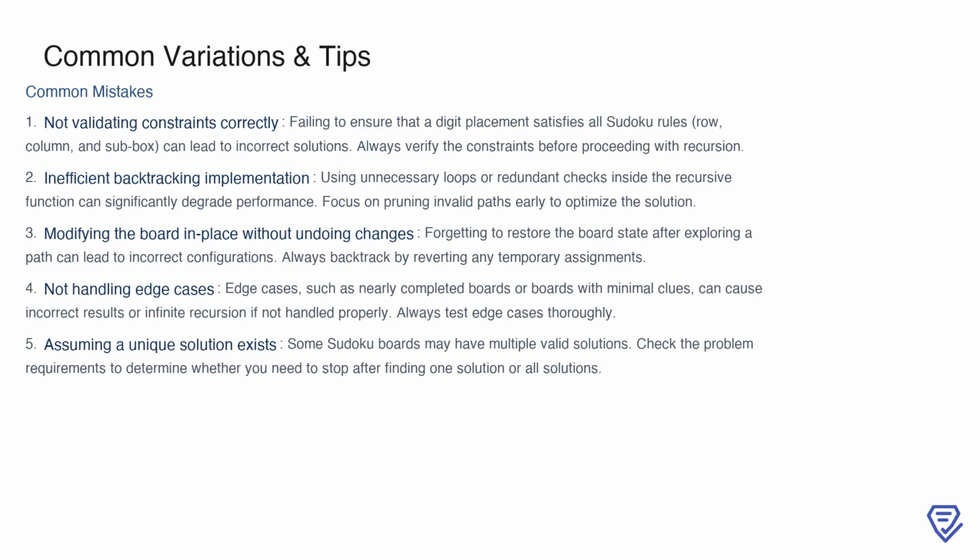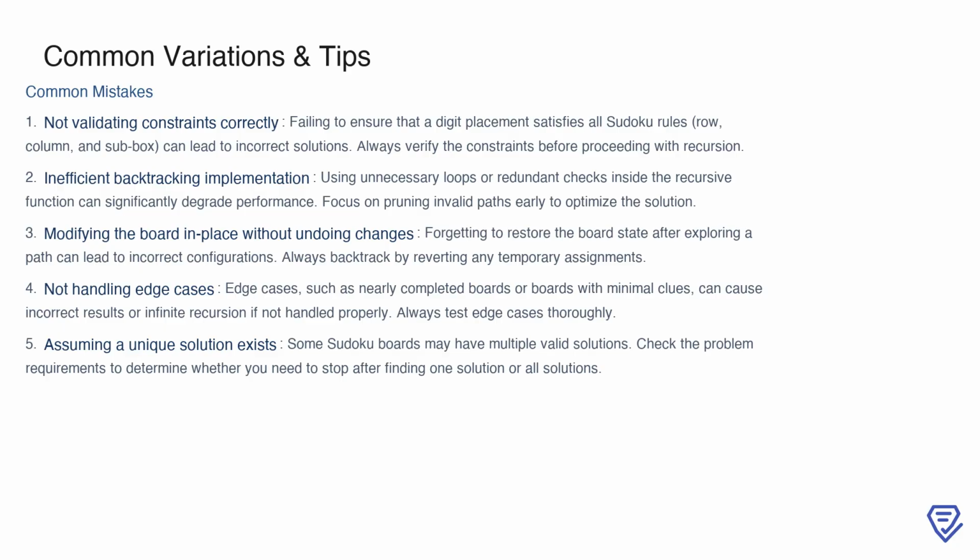When solving Sudoku programmatically, there are several common pitfalls to watch out for. First, it's crucial to validate constraints correctly. Each digit placement must satisfy the rules for rows, columns, and subboxes. Overlooking these checks can result in invalid solutions that break the rules of Sudoku. Next, be cautious about how you implement backtracking. Inefficient designs with redundant checks or unnecessary loops can slow down your solution.